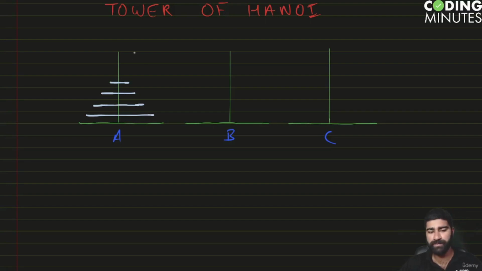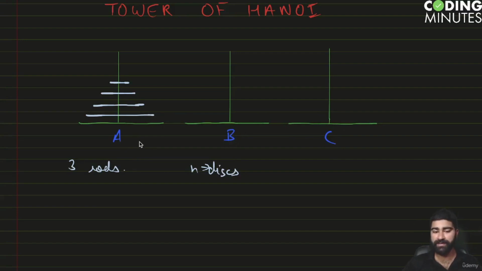This problem is simple: you have three rods. Initially you can see we have three rods A, B, C, and you have n disks. You can see these are the four disks initially, 1 2 3 4. What you have to do is pick these n disks and place them from rod A to rod C, and you can use rod B.